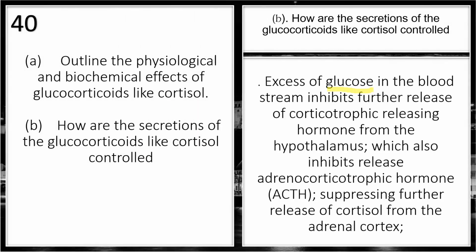Excess glucose in the bloodstream inhibits further release of corticotropin releasing hormone from the hypothalamus, which also inhibits release of adrenocorticotrophic hormone, suppressing further release of cortisol from the adrenal cortex.